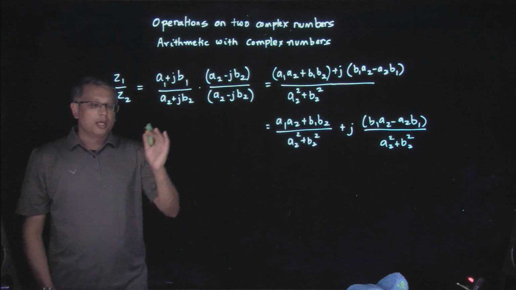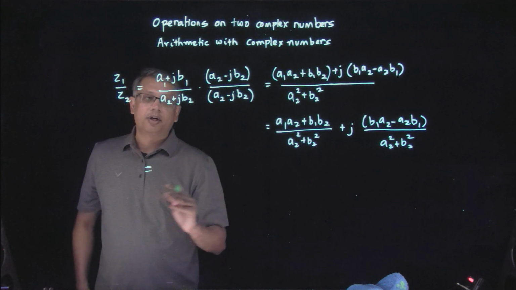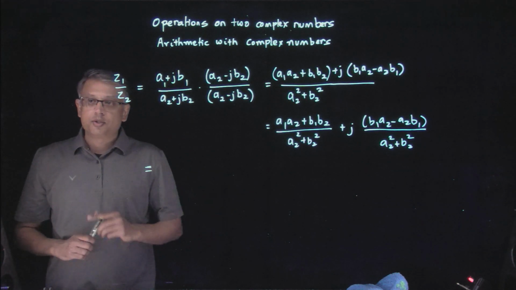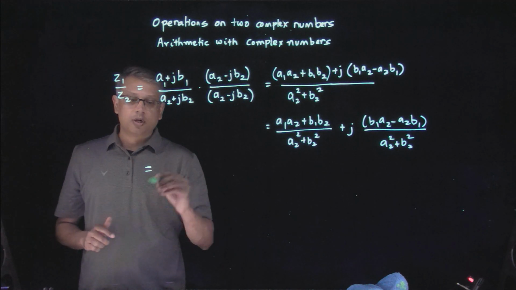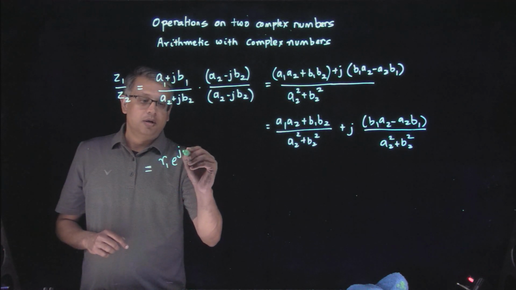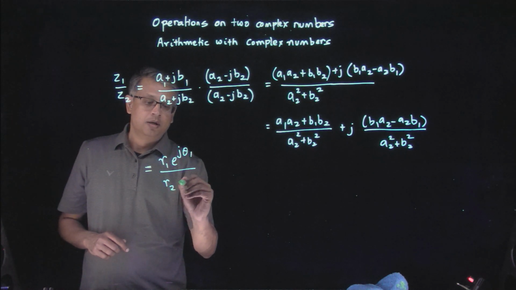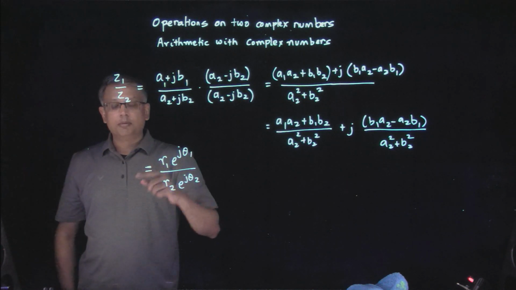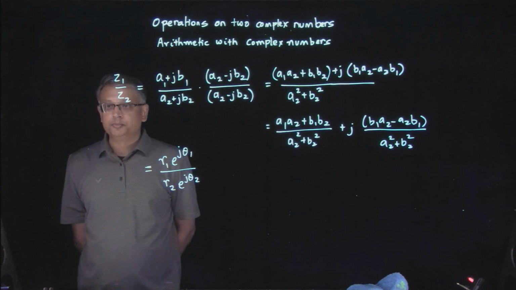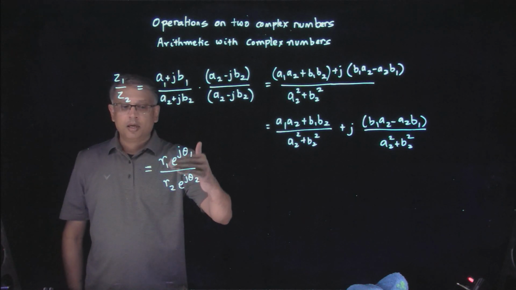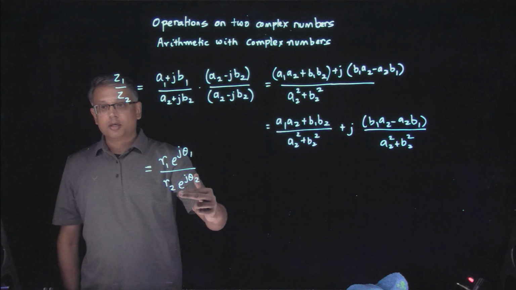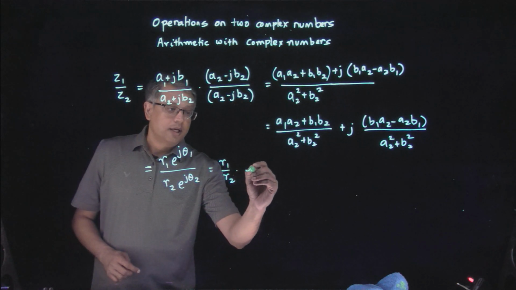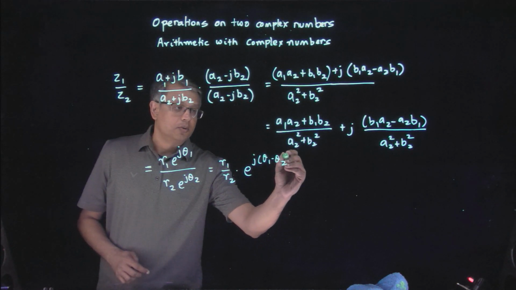Now again, I would try to avoid doing this kind of lengthy calculation if at all possible. And one way you can avoid it is to think of the polar representations for z1 and z2. The polar representation for z1 tells you that z1 can be written as r1 times e to the j theta 1, and z2 can be written as r2 times e to the j theta 2. Then z1 over z2 is simply r1 times e to the j theta 1 over r2 times e to the j theta 2, and this is r1 over r2 times e to the j theta 1 minus theta 2.